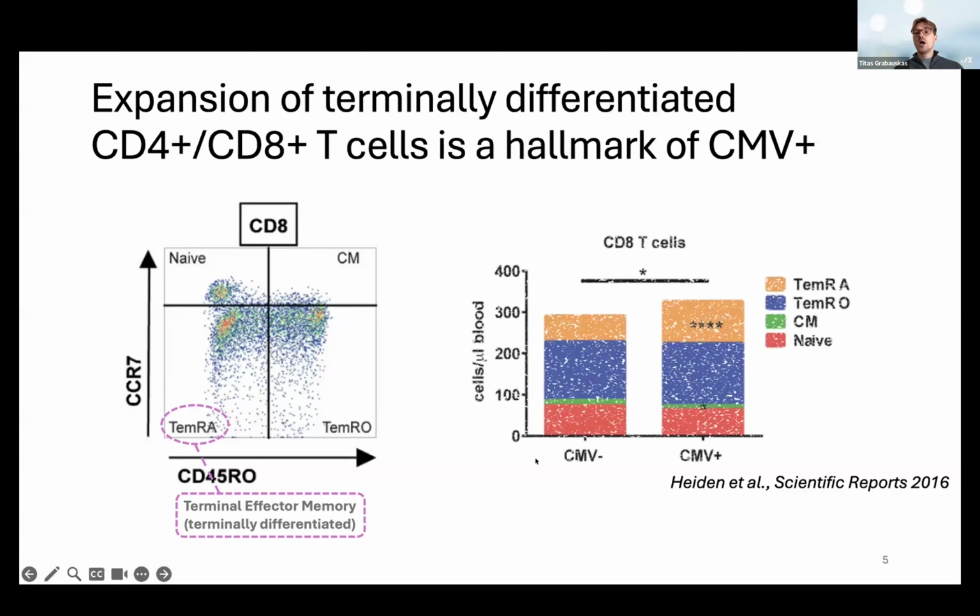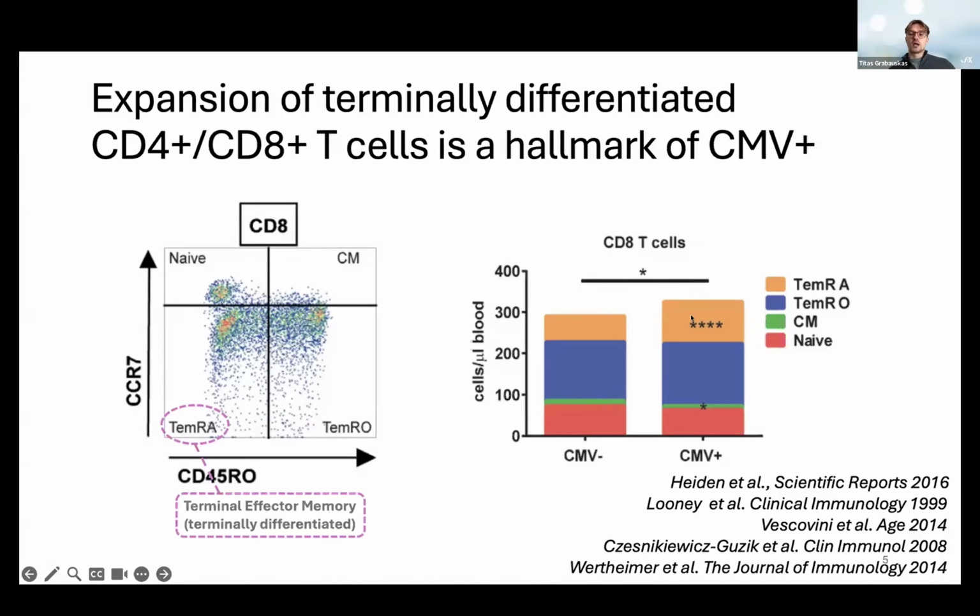Now, when you compare right here in orange these TEMRAs in CMV positive versus CMV negative donors, you can see that there is a significant expansion of CD8 TEMRAs in the blood of CMV positive donors. And this has been very well described across many different groups over the past decades in the CD4 and the CD8 T cell compartment. Therefore, expansion of TEMRAs in CD4 and CD8 T cells is now considered to be a hallmark of CMV seropositivity.